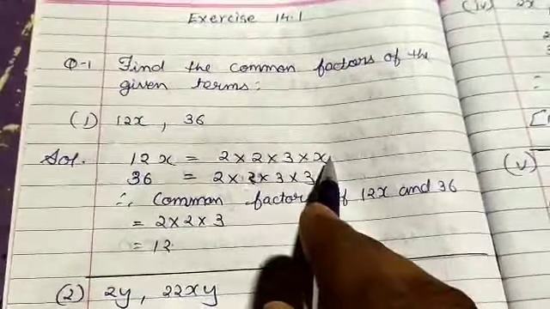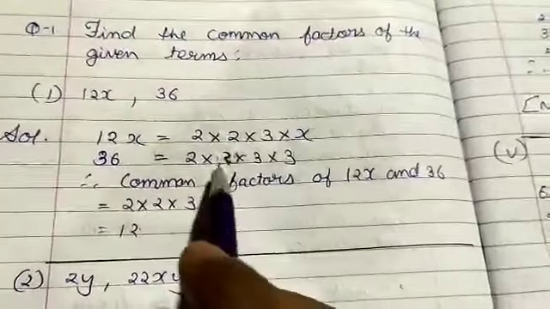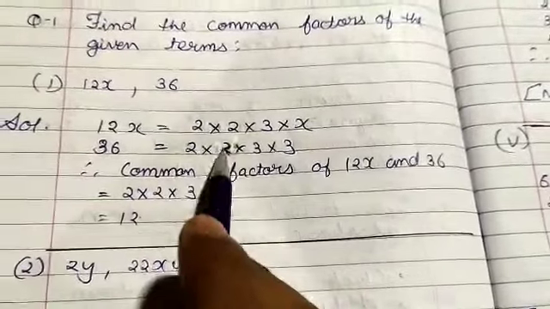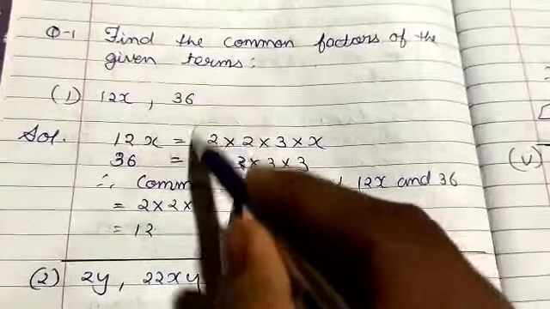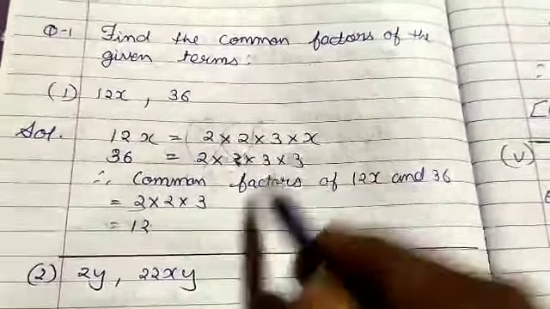How to find such factors? It's very simple. You can find them through LCM also, and you have to remember there should always be a prime number over here. Then 36: 2 2s are 4, 4 3s are 12, 12 3s are 36. Now find the common factors: 2 is common, 2 is common, 3 is common. So 2 into 2 into 3, that is 12. So 12 is the common factor of both.